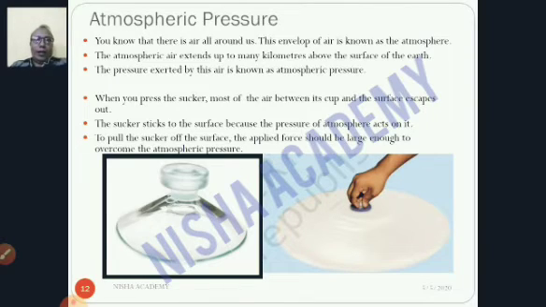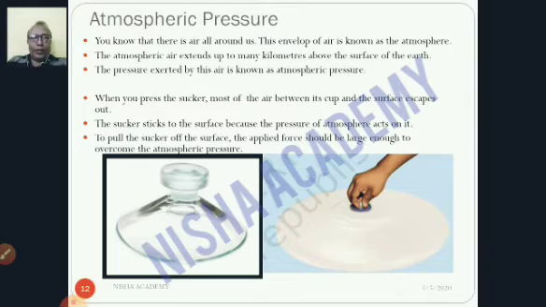And the last topic is atmospheric pressure. What is atmospheric pressure? We all know that air is all around us, and this envelope of air is known as the atmosphere. The atmosphere extends up to many kilometers above the surface of the earth. The pressure exerted by this air is known as atmospheric pressure.